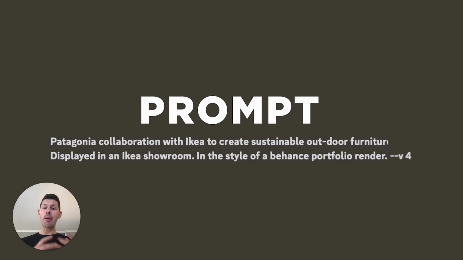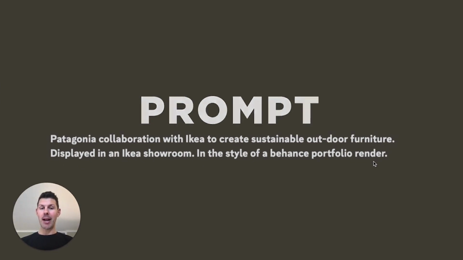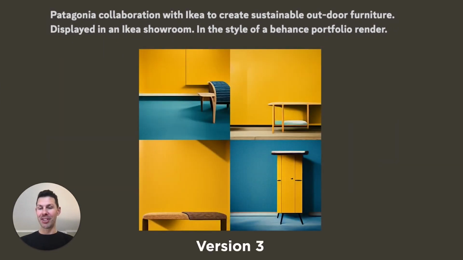So then came the prompt from that idea. And I have a lot of different prompts, but the first prompt that I wrote out was: Patagonia collaboration with IKEA to create sustainable outdoor furniture displayed in an IKEA showroom in the style of a Behance portfolio render. I'm going to talk about this in a little bit about how that works. And then I submitted this prompt and the result that I got back was total garbage. It was terrible. And the reason why was because it was version 3. And version 3 of Midjourney was one of the reasons why I thought AI will never catch up.